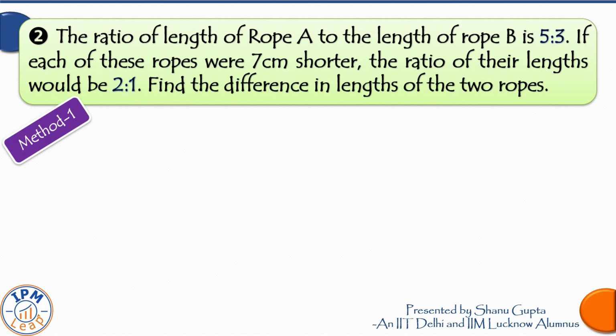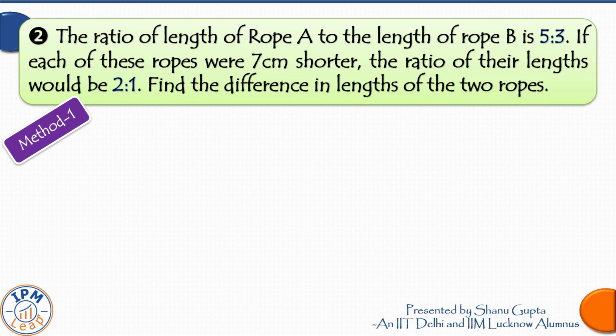Let us try out one more question to understand some other basic things about ratios. Question number 2 says that the ratio of length of rope A to the length of rope B is 5:3. If each of these ropes were 7 centimeters shorter, the ratio of their lengths would then be equal to 2:1. Find the difference in lengths of the two ropes.